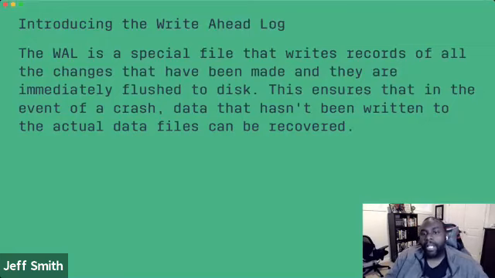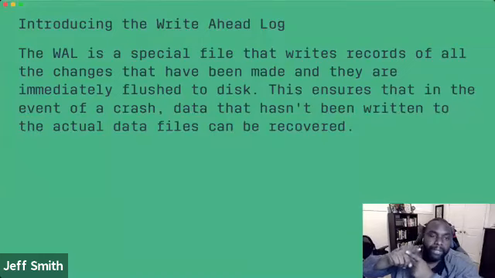But basically, the write-ahead log is a special file that writes records of all the changes that have been made, and they are immediately flushed to disk, okay? So when you dirty that record in memory, when you update that row, the database system says, okay, I need to write the fact that we changed this record to the write-ahead log. So the write-ahead log will have an entry in it that says, hey, Jeff just updated record 5 in the employee table, and he set this value.